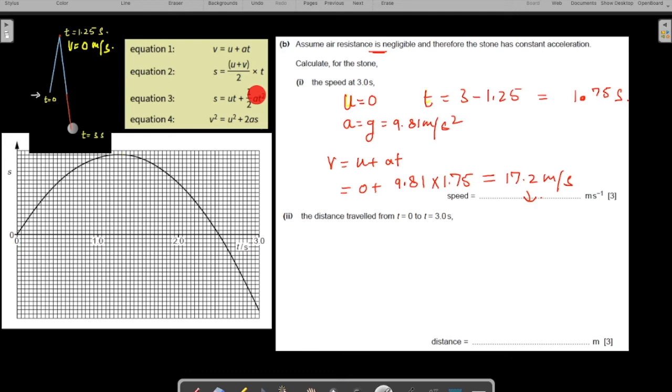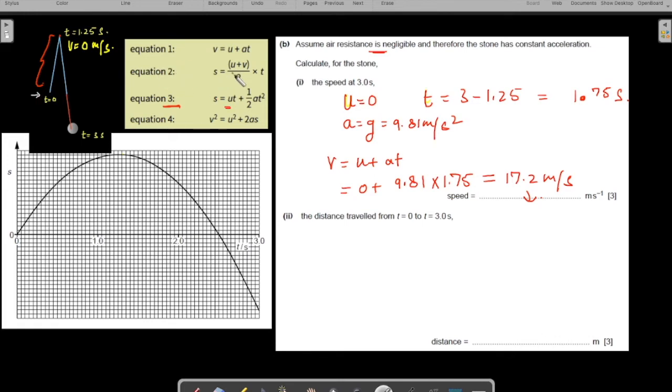Equation 3 looks like a good equation to use if you are calculating the distance when you are going up. Listen carefully: if you are using equation number 3 to calculate the distance going up, do you know the initial velocity? Initial velocity means the velocity at time t equal to 0, at which the stone was given a push up. Do you know that velocity? You do not know that velocity.